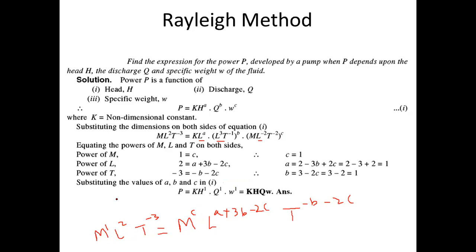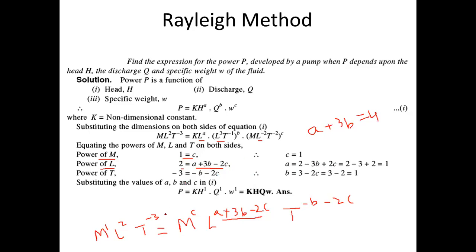If you compare the power of M, C is equal to 1. If you compare the power of L, on the LHS side L is 2, and on the RHS side L is A plus 3B minus 2C. But you know C is 1, so you can substitute C equal to 1. It becomes minus 2, and minus 2 comes over here. So A plus 3B will be equal to 4. This is one relation.